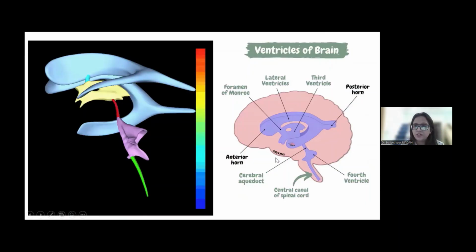So in a sagittal view, this is how the ventricles are seen. These are the lateral ventricles: the anterior horn, the posterior horns, and the temporal horns. And this is the foramen of Monro. We open up like this, and we reach the third ventricle. And then through the cerebral aqueduct, we reach the fourth ventricle, and then the spinal cord.